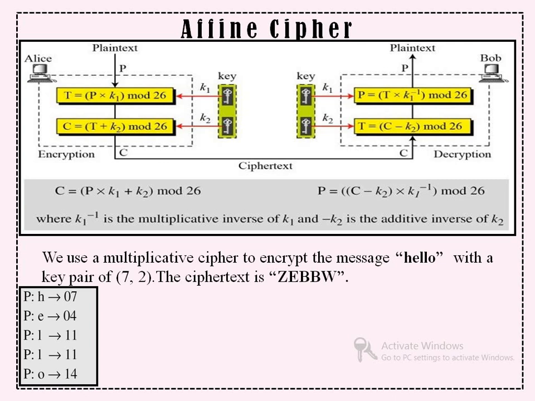See the difference. Here K1, K2 is the arrangement in the encryption. In the decryption, K2, K1 is the arrangement, and only K1 has a multiplicative inverse. K2 doesn't have anything to do with it. Only K1 requires a multiplicative inverse. Hopefully you are already aware of how multiplicative inverse is done, so I'm neglecting that part. So C minus K2 multiplied by K1 inverse.